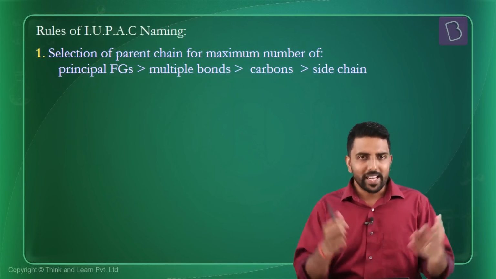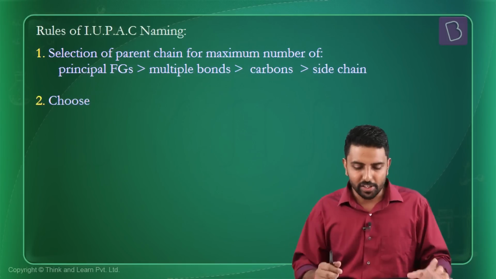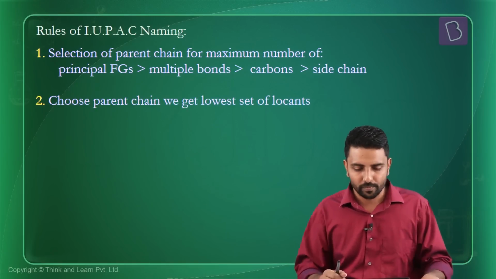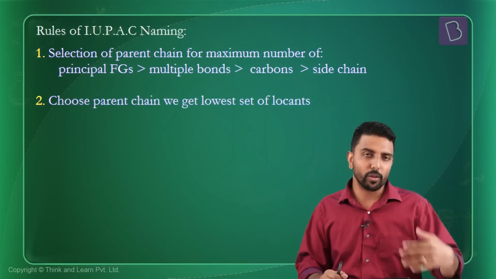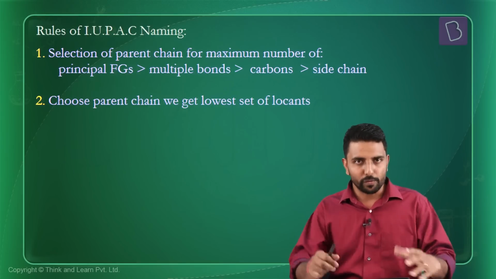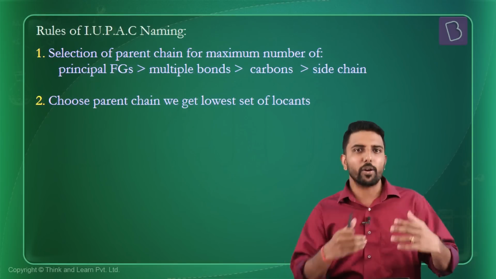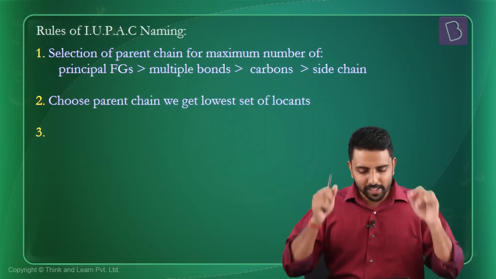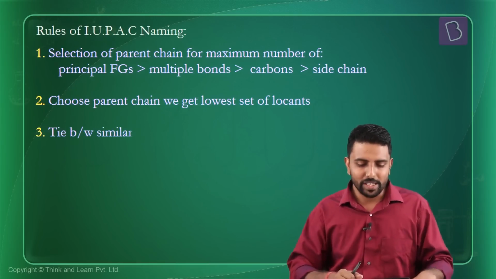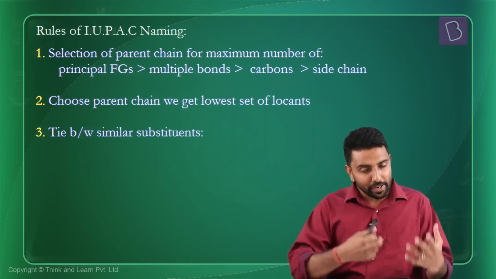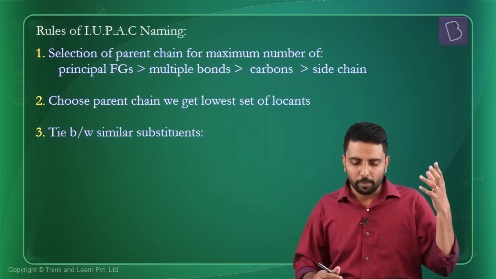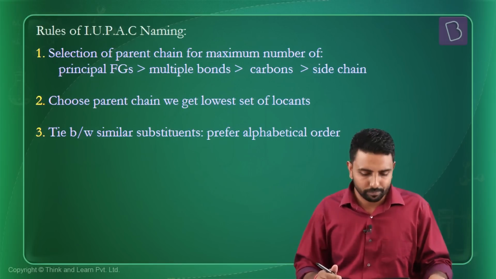So next up, we choose the parent chain such that we get the lowest set of locants. Now, this has to, of course, follow the first rule, and so on and so forth. So there is a pecking order of sorts. And the last being, if there is a tie between similar substituents, then we resort to breaking the tie by using alphabetical order.